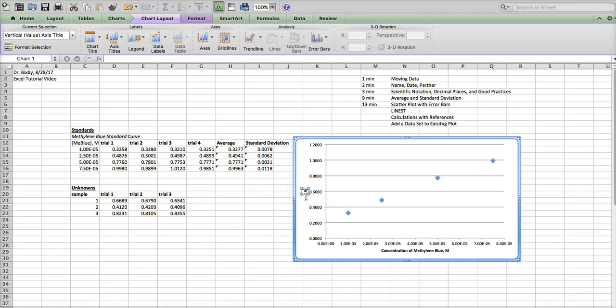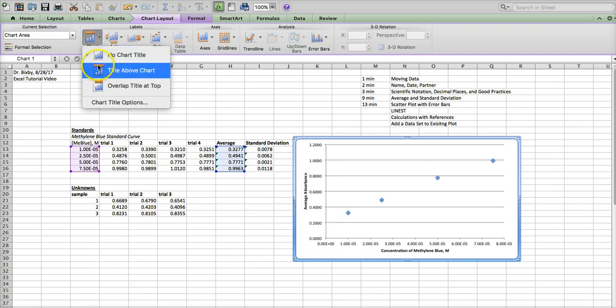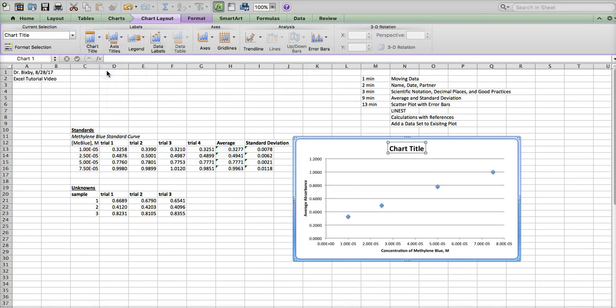Okay, so this is absorbance, which is unitless, so I don't have to worry about this. I could say average absorbance because it is an average. Okay, and you can put a chart title on there too, especially if you are putting this plot into a lab report. You should always have a chart title. So here I'm going to say it's a standard curve for methylene blue.